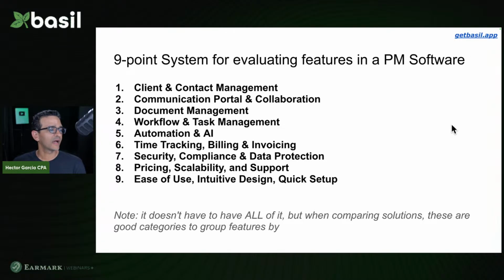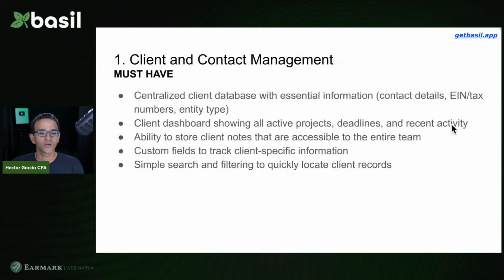So let's start with the first big one, which is client and contact management. So these are the must-haves. I think this is the bare minimum. You need to have a centralized client database with essential client information. So contact details, the tax ID, the entity type, the contacts, so not just the customer name, like the company name, but all the individual contacts that you are going to be discussing with or collaborating. A homepage with a client dashboard that shows you all the active projects, all the deadlines, all the recent activity.